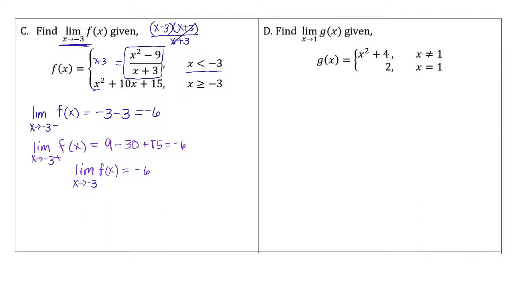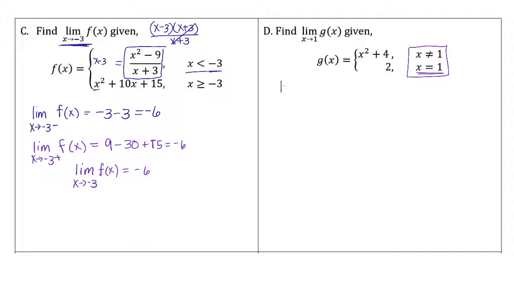Okay, again, now look at part D. D is a little bit different. Notice the difference is we don't have inequalities over here. So what that means is we're still going to look from the left and right, but notice that the only time we're ever going to swap would be if we're looking at when x is actually 1.